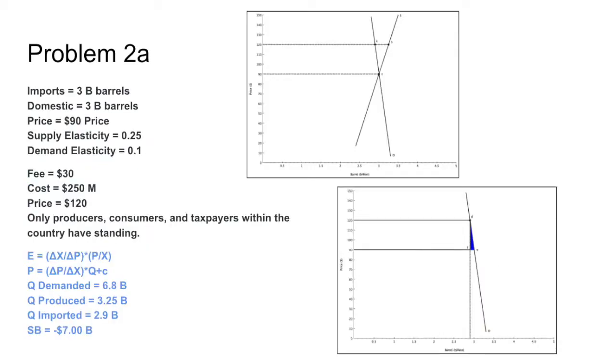Problem 2 focuses on using demand and supply curves to determine the effects of an import fee on oil. It discusses a situation where a country imports 3 billion barrels of crude oil and produces another 3 billion barrels domestically every year. The world price is set at $90 per barrel, and the price elasticity of domestic supply is 0.25, while the price elasticity of domestic demand is 0.1 at the current equilibrium.